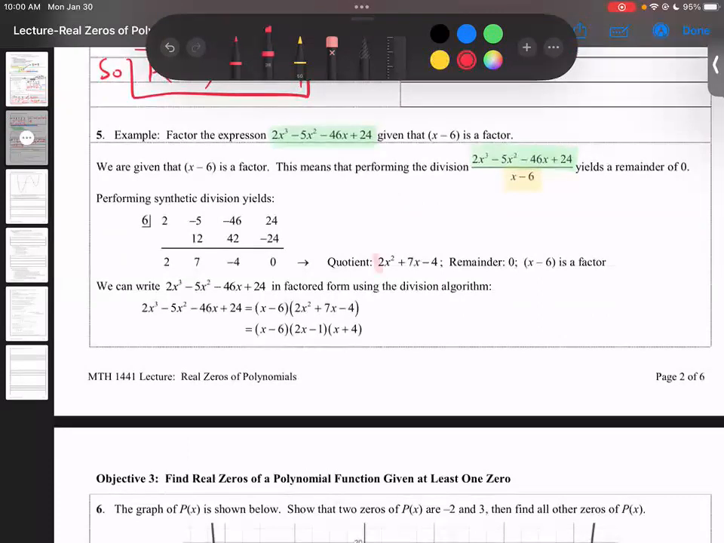So it turned out my quotient is this, and the remainder is 0, which is good. You want the remainder to be 0. When the remainder is 0, what does that mean? It's one of the factors, right? It's one of the roots, one of the solutions. Now you can rewrite the dividend in terms of x minus 6 times the quotient, right? If you distribute that, it gives you back the original dividend.